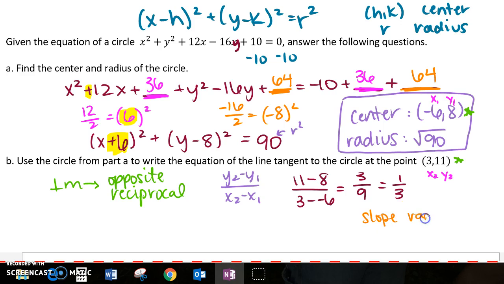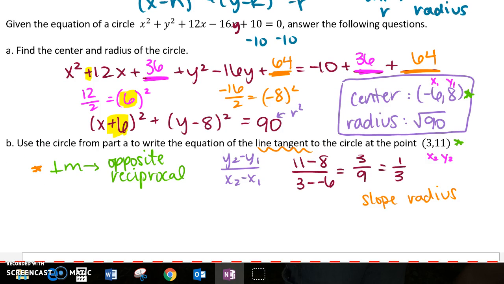But if we want the slope of the tangent line, it needs to be perpendicular. So the perpendicular slope is the opposite of this, so negative 1/3. But then the reciprocal is when you flip it, so it'll be negative 3. So this is the slope that we're going to use for our tangent line.